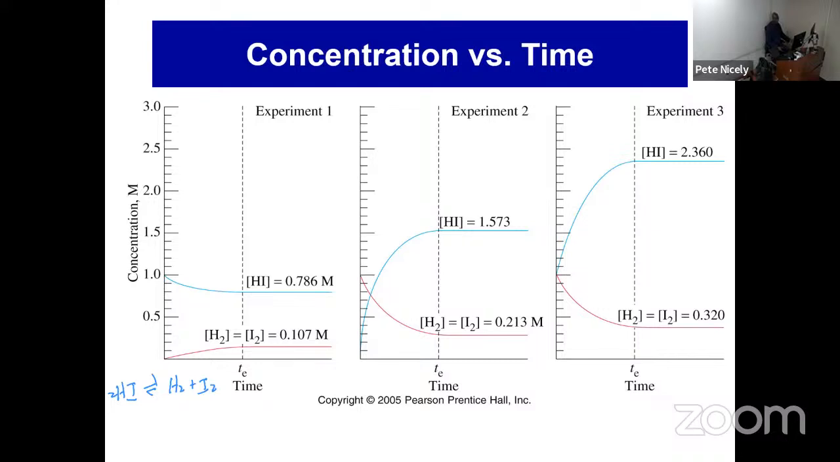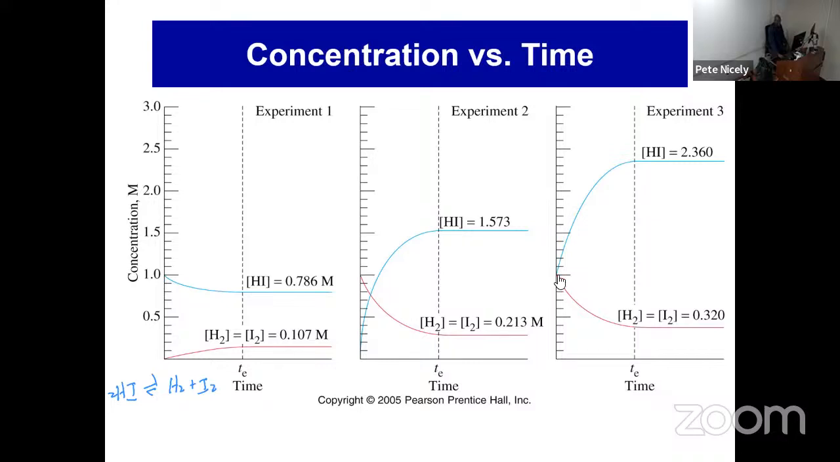So in experiment 1, we started off with only hydrogen iodide and nothing else. In the case of experiment 2, we started off with H2 and I2 and no hydrogen iodide. And now in experiment 3, we're starting off with 1 molar of both HI and H2 and I2.